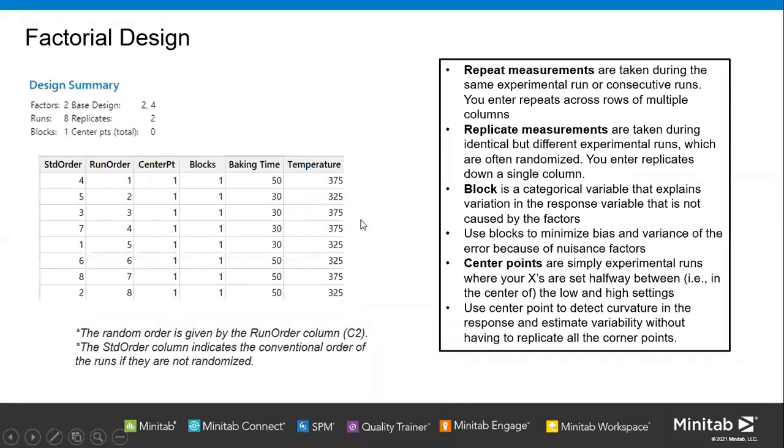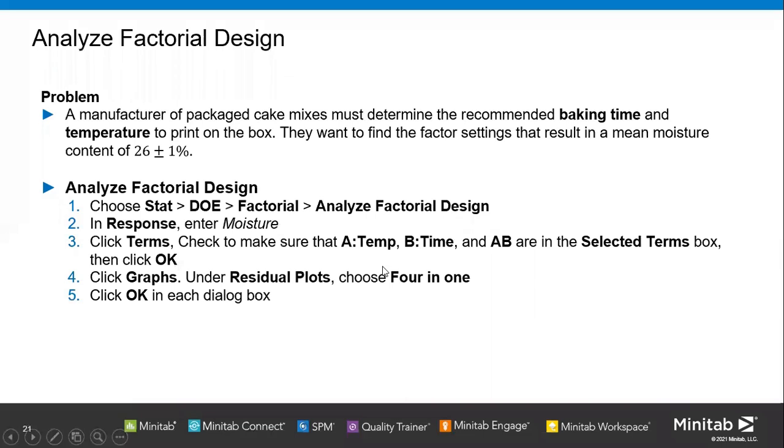So I think we already did this one. After we get the experimental design, we have come up with the experiment, and then they want to find the factor setting that results in a mean moisture content of 26 plus or minus 1%. So the last aim, after knowing whether baking time and temperature are the most important, is to know what level of time they need to write on the box, whether it's 30 or 50 minutes, and also the temperature, whether it's 325 or 375 on the box.